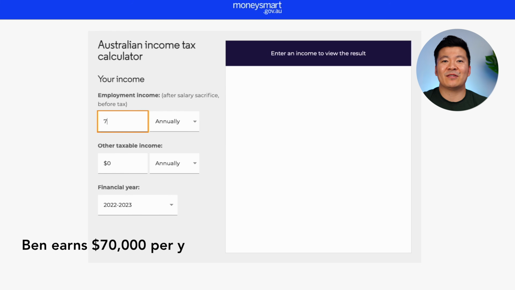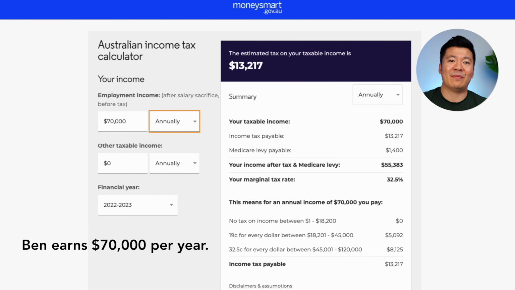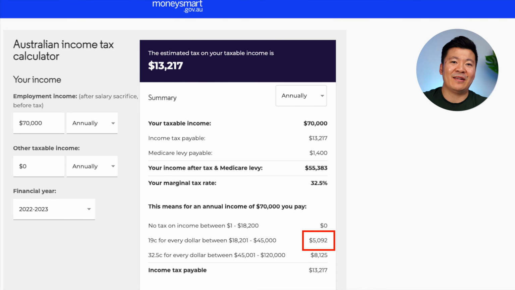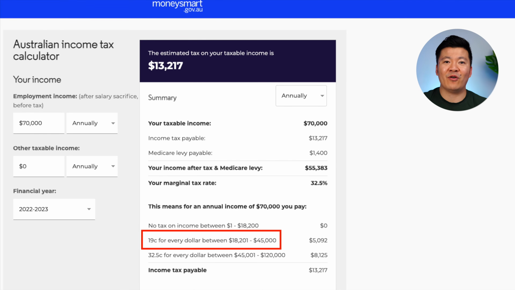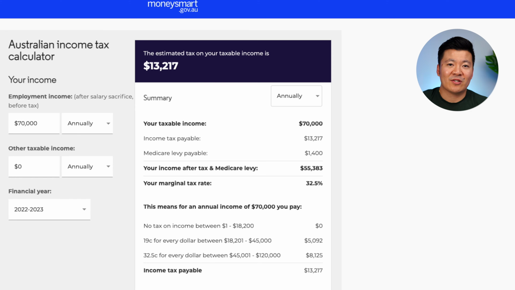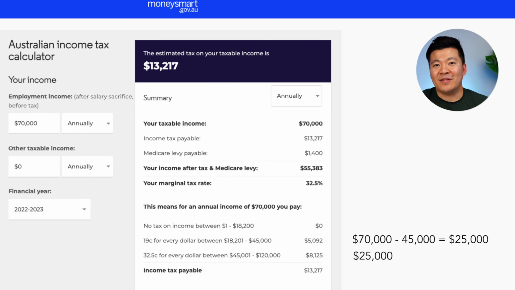Ben earns $70,000 per year and he wants to calculate how much tax he must pay for the year. So Ben falls into the third tax bracket. So he'll be charged $5,092 upfront, which is the portion of income between $18,201 and $45,000 as per the previous example with Sally. Then he'll be charged 32.5% for any amount over $45,000. So $70,000 minus $45,000 is $25,000. $25,000 times 32.5% is $8,125. This is Ben's income tax payable.